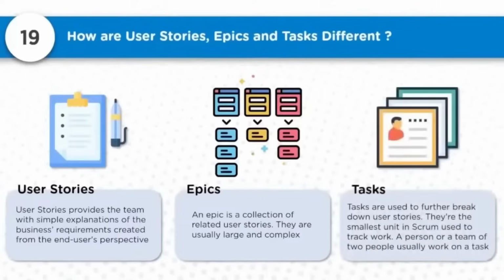Whereas a task refers to what is used to track work. Tasks are further broken down from the user stories. It is the smallest unit in Scrum used to track work. A person or a team or two people usually work on the tasks. Through these tasks, the features and functionality that are required are accomplished.